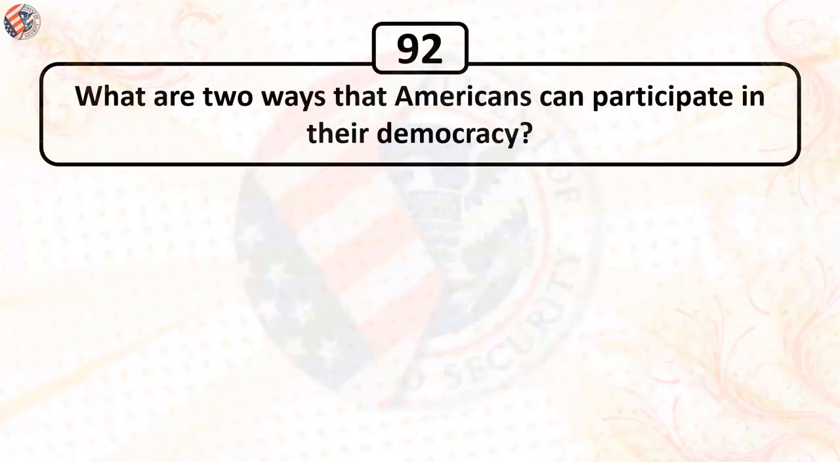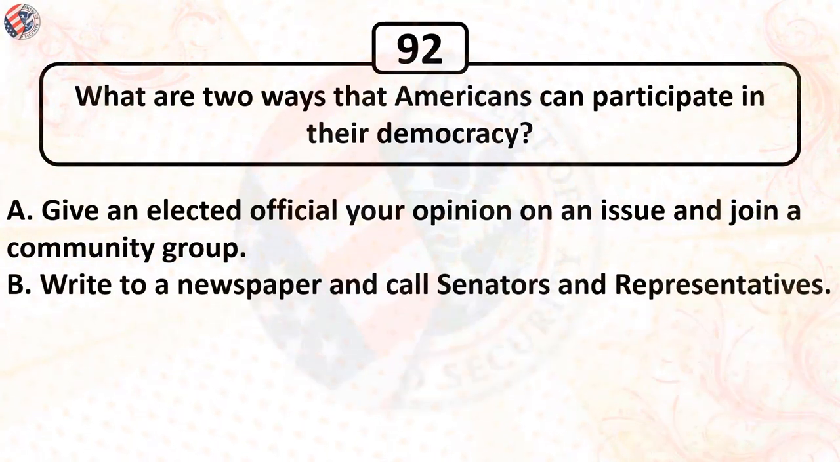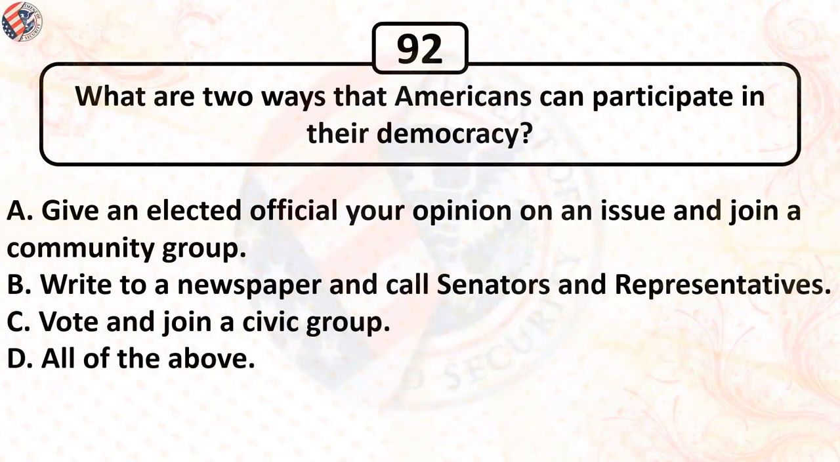What are two ways that Americans can participate in their democracy? A. Give an elected official your opinion on an issue and join a community group. C. Write to a newspaper and call senators and representatives. D. Vote and join a civic group. D. All of the above.